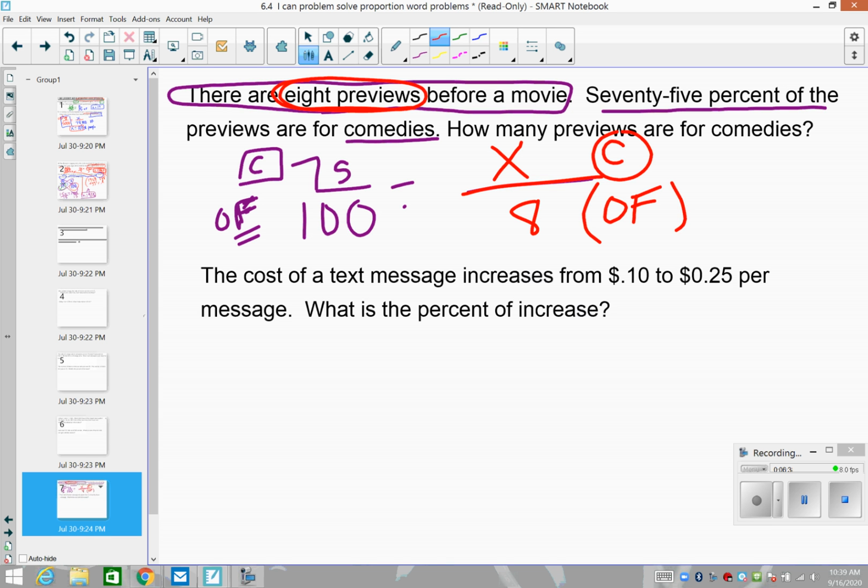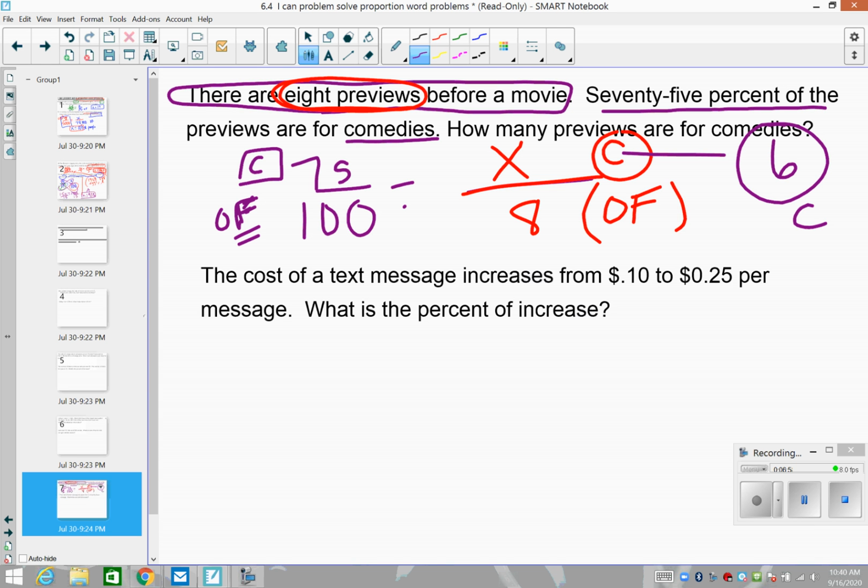Taking cross products and solving. Do it. How many for comedies? As you solve, you should have found out that 6 of the previews were comedies out of 8, which means 2 were not comedies. Sweet.